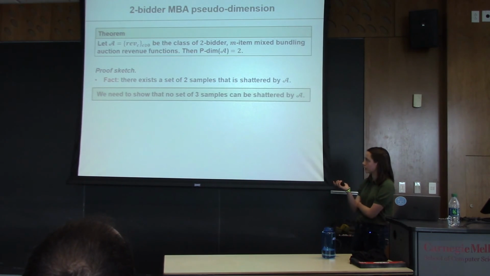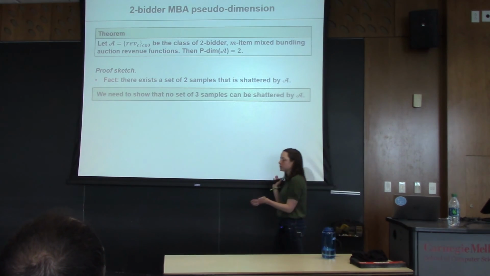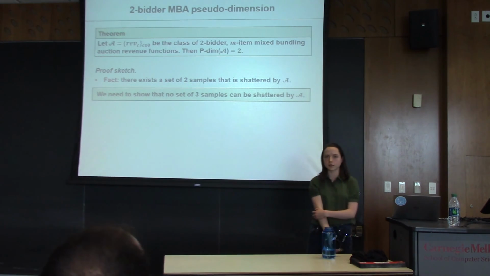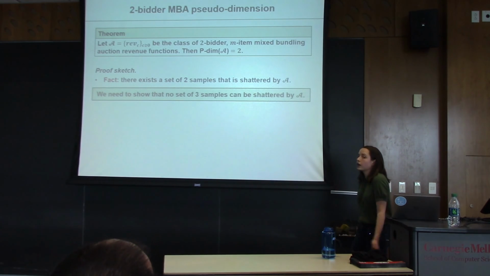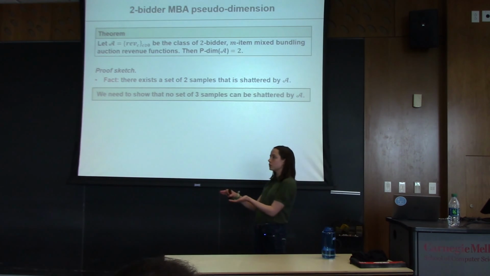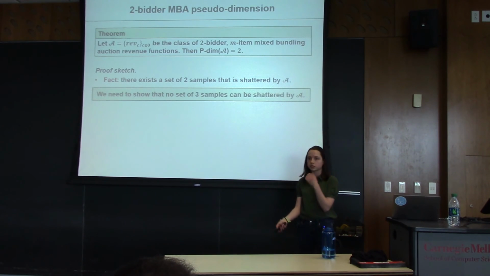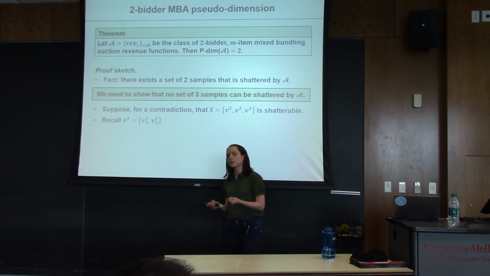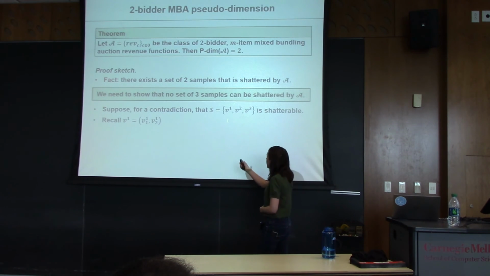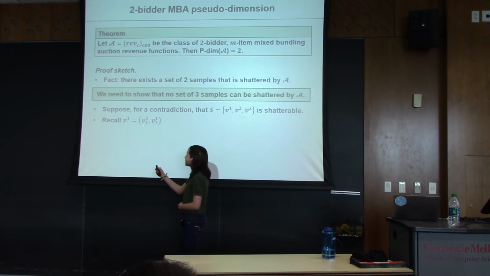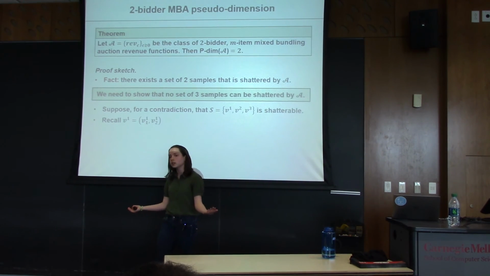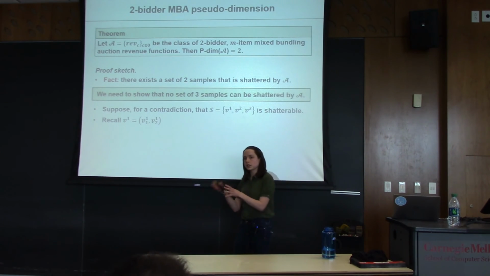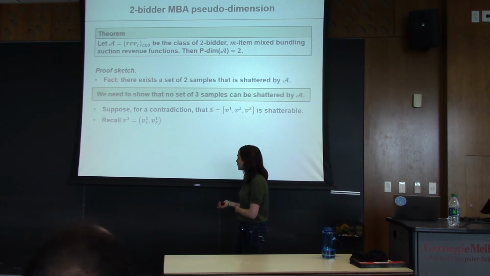So I'm going to give a proof sketch. We show that there exists a set of 2 samples that can be shattered by the class of mixed bundling auctions. Now, in order to show pseudo-dimension equals 2, I need to show that no set of 3 samples can be shattered. So let's suppose for a contradiction that there exists a set of 3 samples that can be shattered. Remember, these samples are bidding instances, so they're the concatenation of 2 vectors, the first of which is bidder 1's valuations for goods, and the second of which is bidder 2's valuations for the bundles of goods.